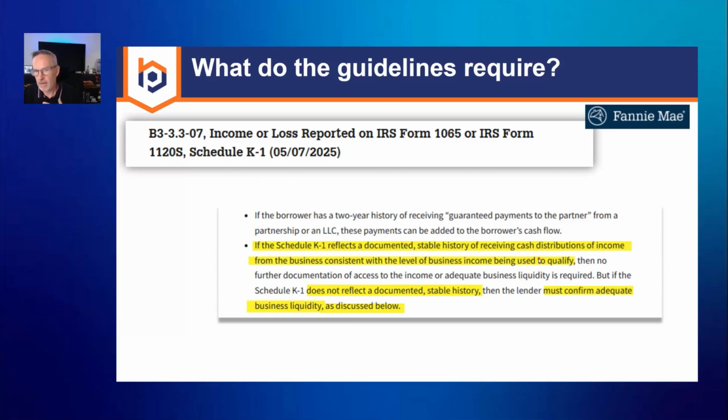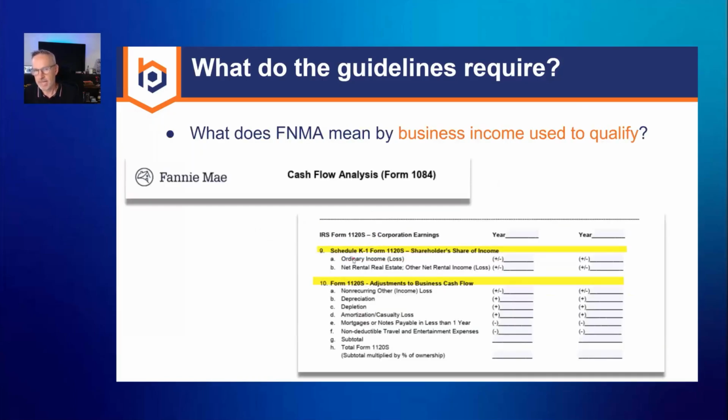The second part is, if it does not reflect a stable history of these distributions, then you could use business liquidity testing, which we're going to show you too. But I also get people saying, well, Mike, what do you mean? So you can use the K1, but you can always use the business adjustments? Well, the answer is no. Business income being used to qualify is clearly defined. And here's where it's defined. This is the business money, the K1 money, and the cash flow adjustments.